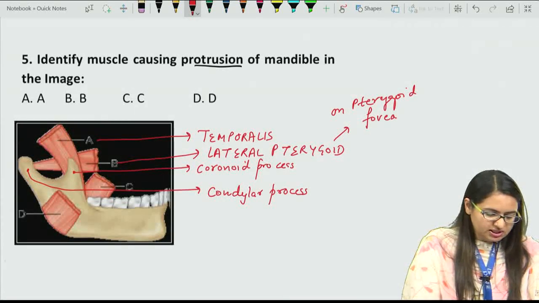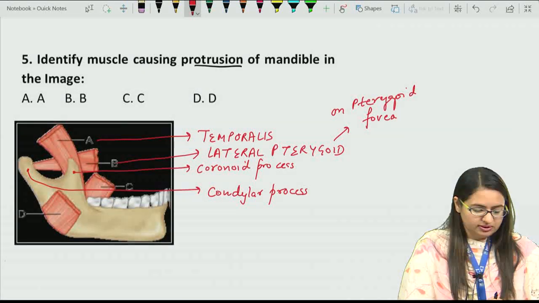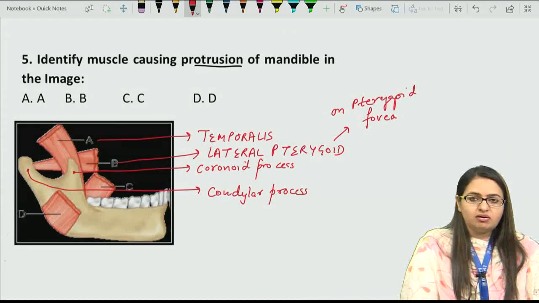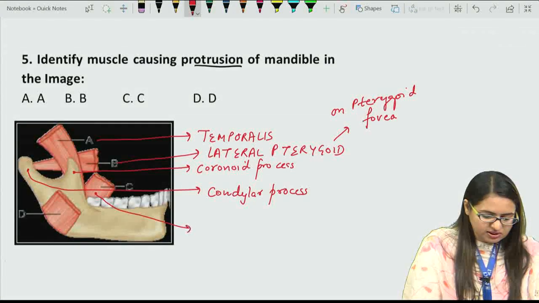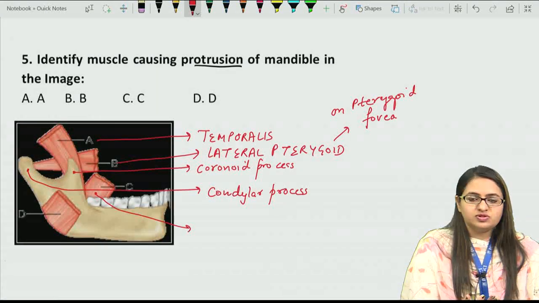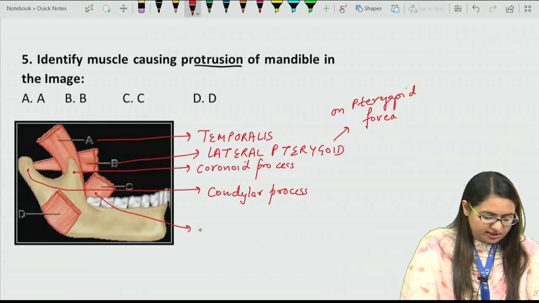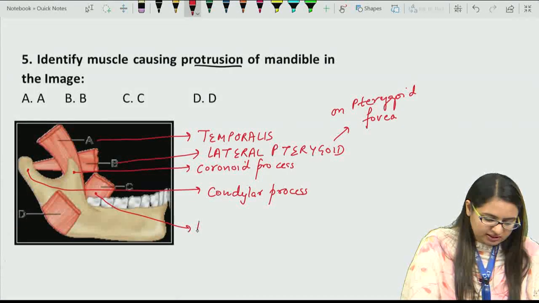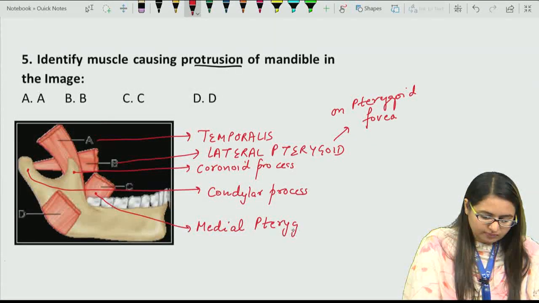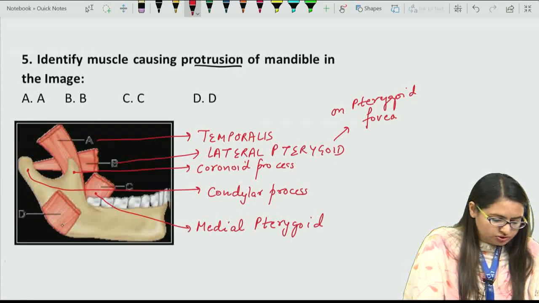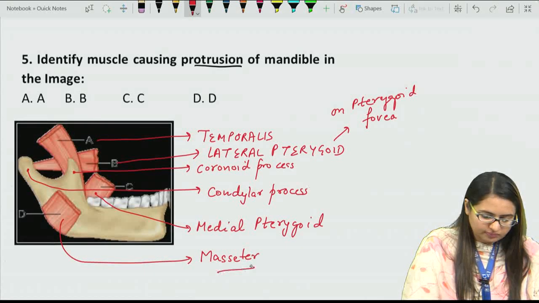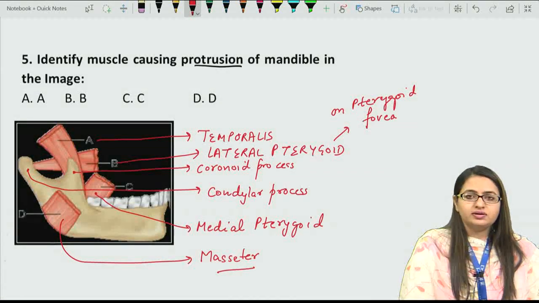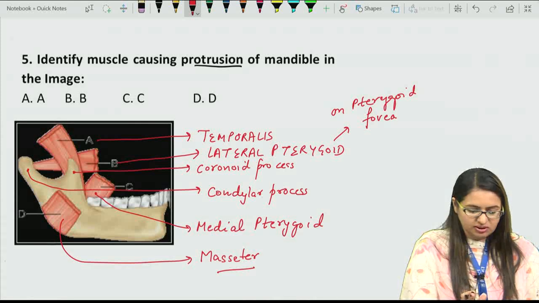Now the rest of the muscles, C and D, are attached near the angle of the mandible. If you see towards the angle, this C muscle is towards the inner aspect of the mandible. The muscle which is attached over here is the medial pterygoid muscle. On the outermost side, D is the masseter muscle. So this picture is actually showing the attachment of all the 4 muscles of mastication.